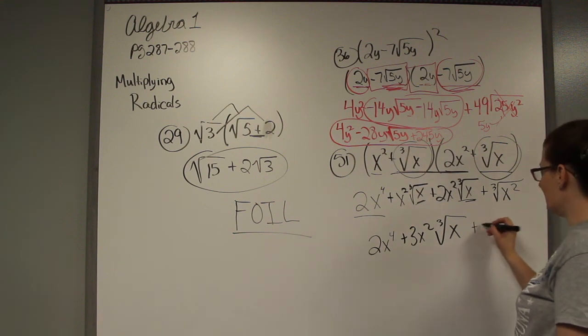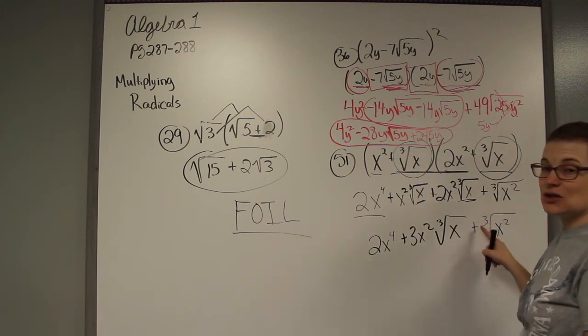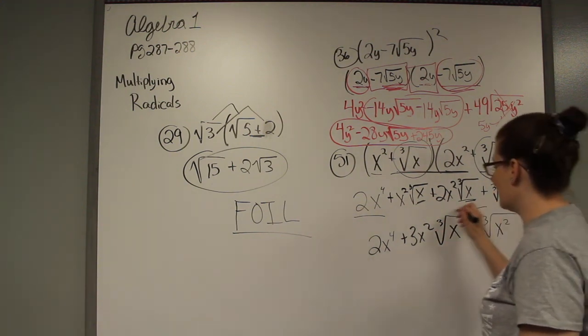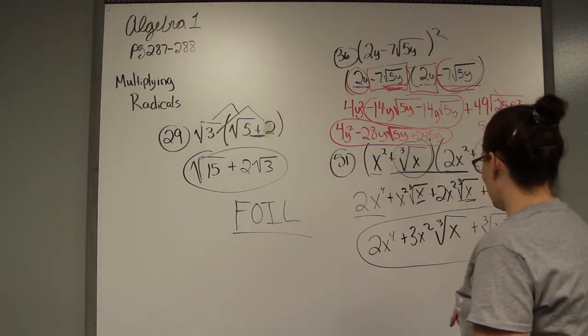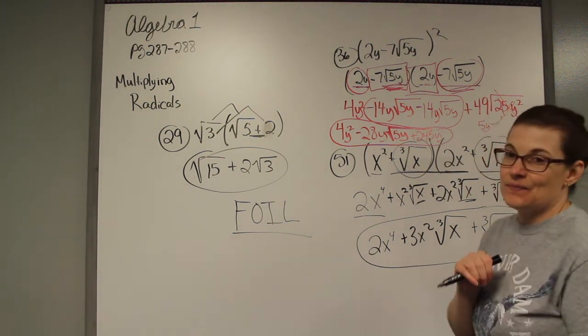And then this last one I can't do anything with, because that is an x squared and this is a cube root. If it was a square, I could pull it out, but because it's a cube, I can't. And that's my answer, and I'll leave it alone. It's ugly, and you're not going to know what to do with it, but you don't have to do anything with it, so just leave it.